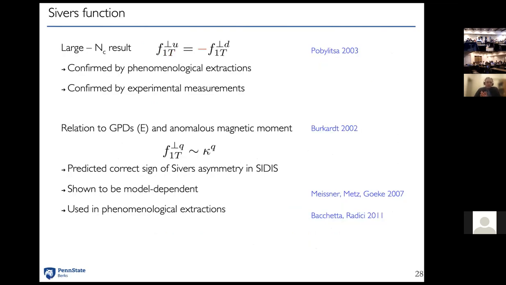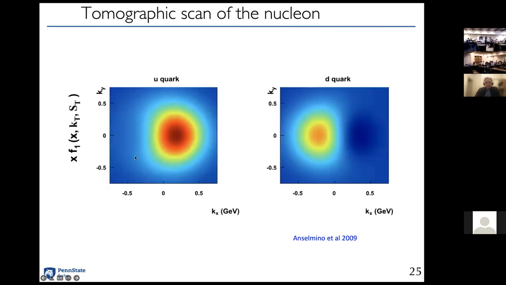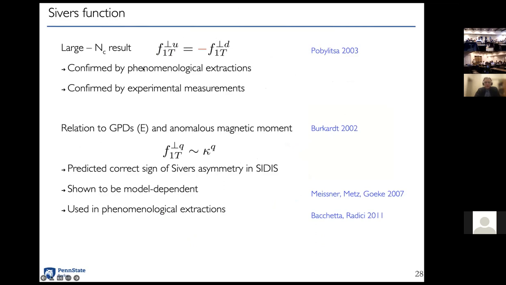So what do we know from theoretical and phenomenological works? In his paper in 2003, Pobylitsa showed the large Nc result, which was interesting. He derived that the up quark Sivers function should be approximately equal and of opposite sign to the down quark. Then look at this picture, which we got from phenomenology: the up quark is shifted to the right, the down quark to the left. Physically it means that the up and down quarks have opposite signs of the Sivers functions, and that confirms the study of Pobylitsa in 2003. It's not the sign change of the Sivers function between SIDIS and Drell-Yan, but the sign change between the quark flavors up and down.